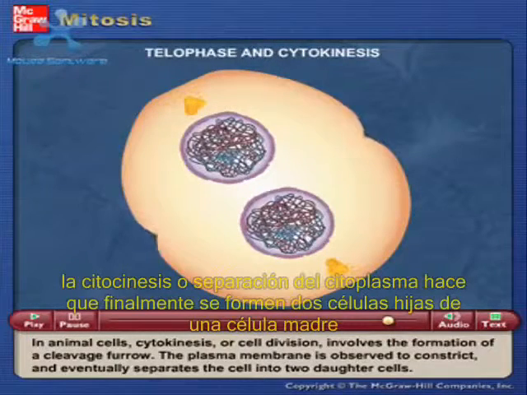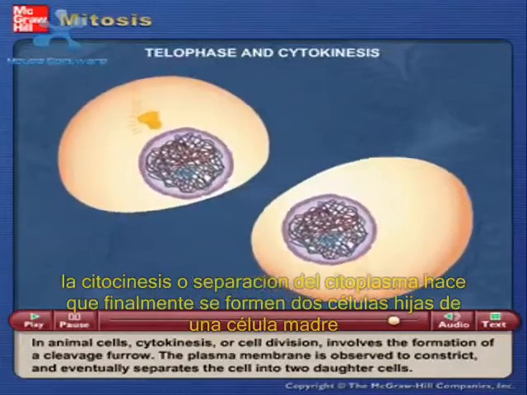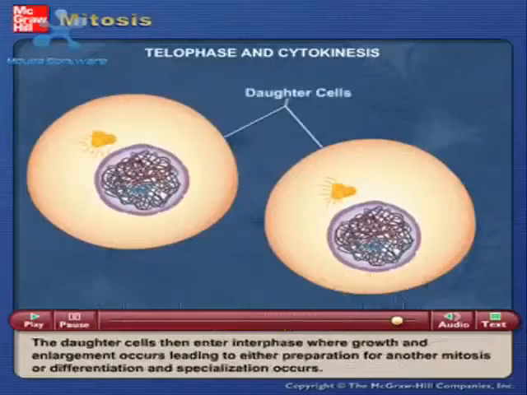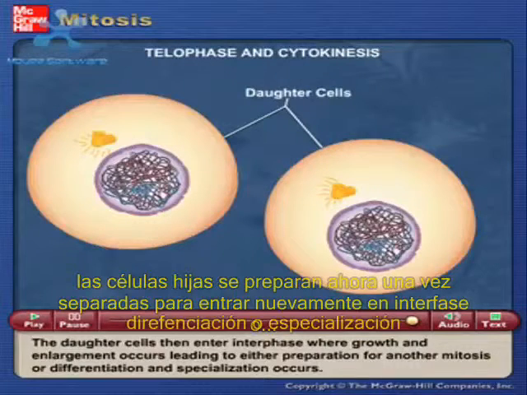The plasma membrane is observed to constrict and eventually separates the cell into two daughter cells. The daughter cells then enter interphase, where growth and enlargement occurs, leading to either preparation for another mitosis or differentiation and specialization.